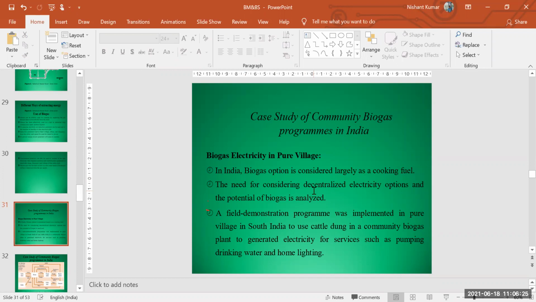So whenever you are going to count the number of cattle that are there, the daily agriculture residues, or forest residues in a particular village, I will take the example of the Pure village in Varanasi, Uttar Pradesh. In that particular case, you are calculating if you are targeting to generate electricity to fulfill a small amount of load of that village.